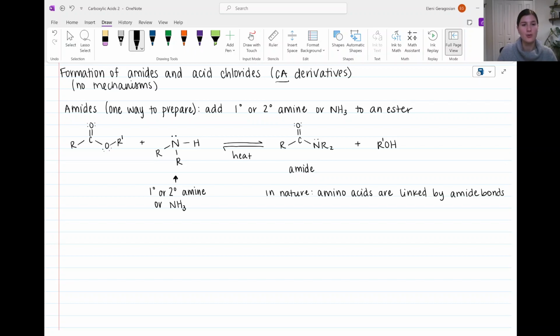Now we'll move to acid chlorides. So remember, we're not covering mechanisms for these, but we'll talk about two reagents that will produce an acid chloride from a carboxylic acid. Here's an example of a carboxylic acid. We have 4 carbons in the chain, so this is butanoic acid. And then one reagent that will produce an acid chloride is SOCl2. This is thionyl chloride.